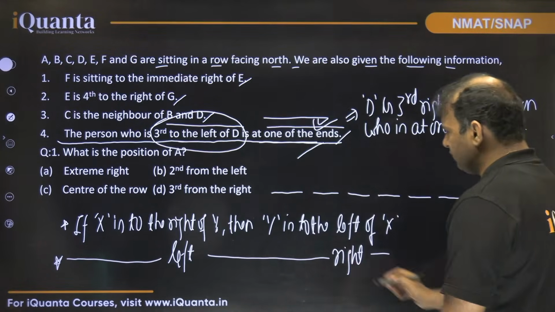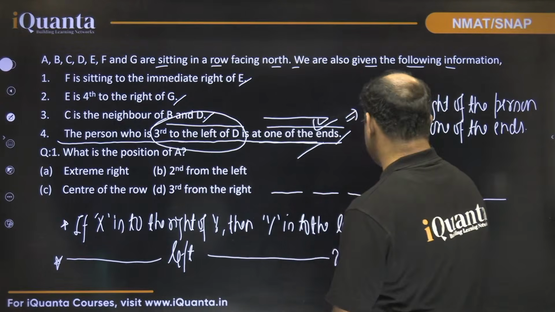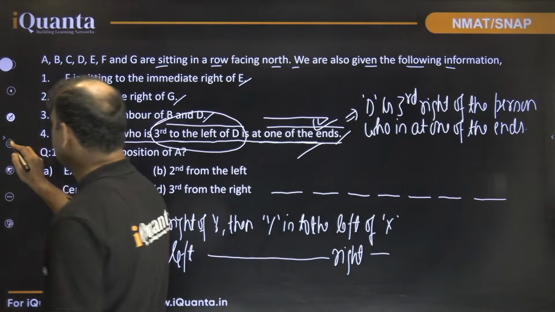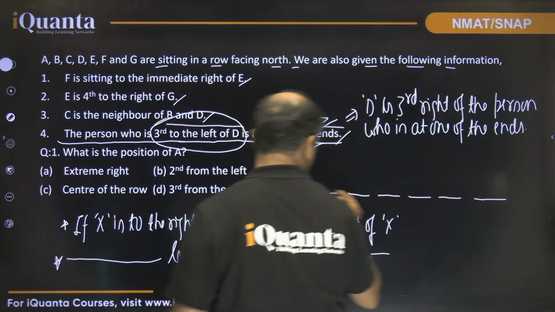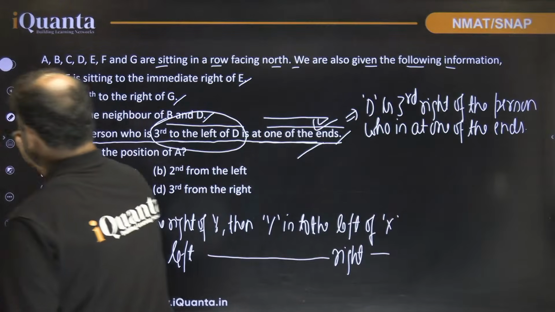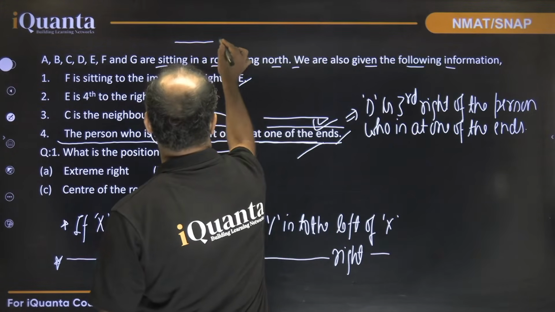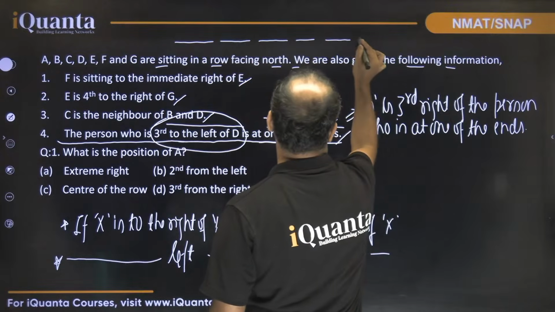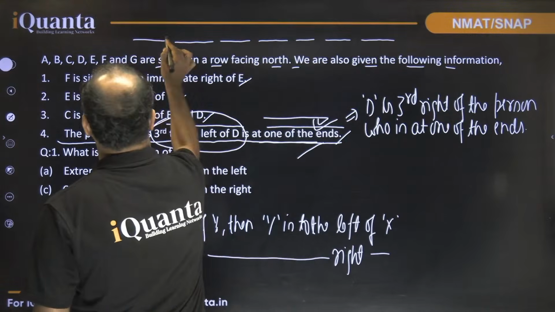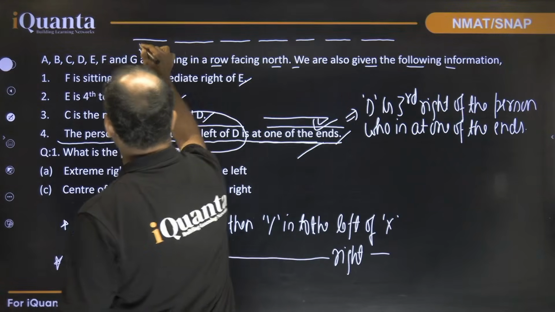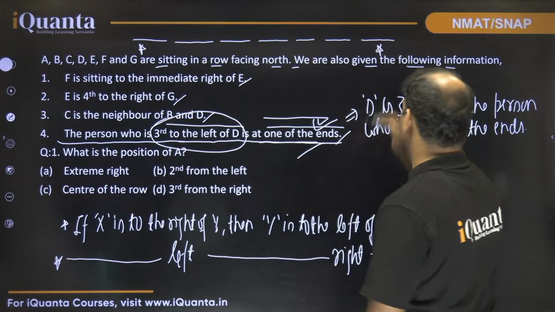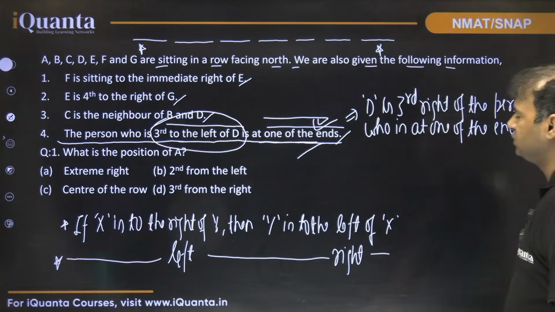So guys, the ends, if you remember, I was making the 7 people here. Let me maybe change this place. Let's draw this, suppose here. 1, 2, 3, 4, 5, 6, and 7. So this is one of the ends, and this is the other end, right? And they're saying D is third right of the person who is at one of the ends.